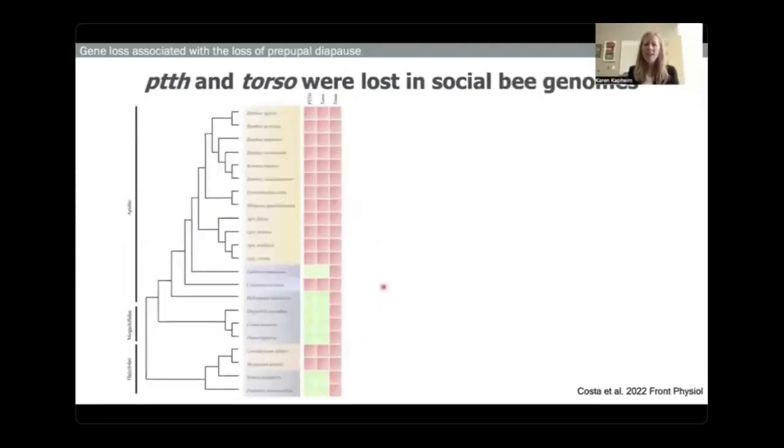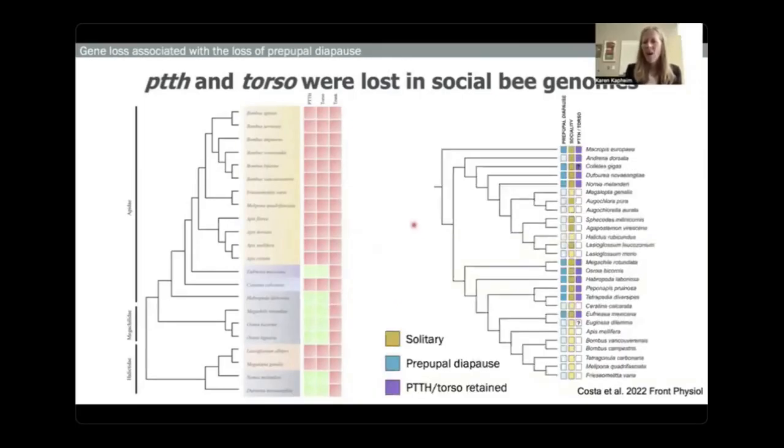We weren't entirely surprised to see PTTH and torso show up in this analysis because we had seen this paper from Costa et al. a couple years ago, where they showed that PTTH and torso have been lost in the social bee genomes. We decided to look at this also, and it turns out that this result holds up.